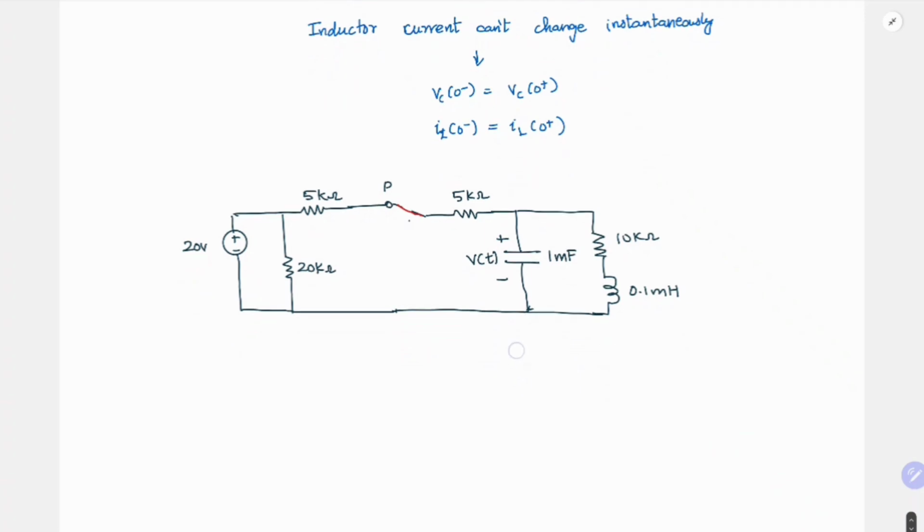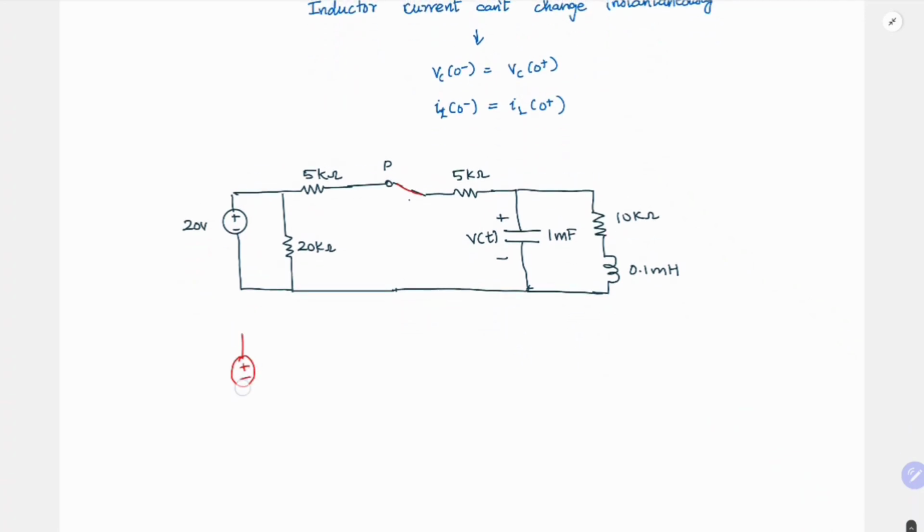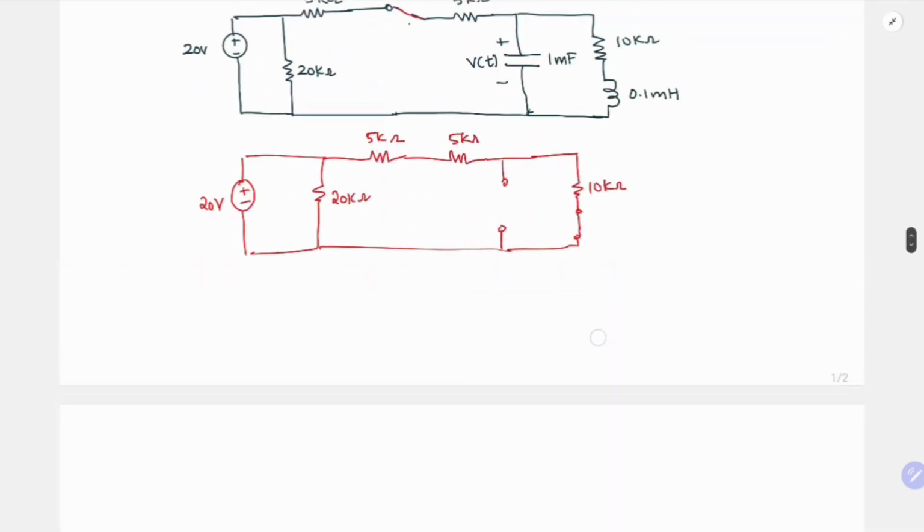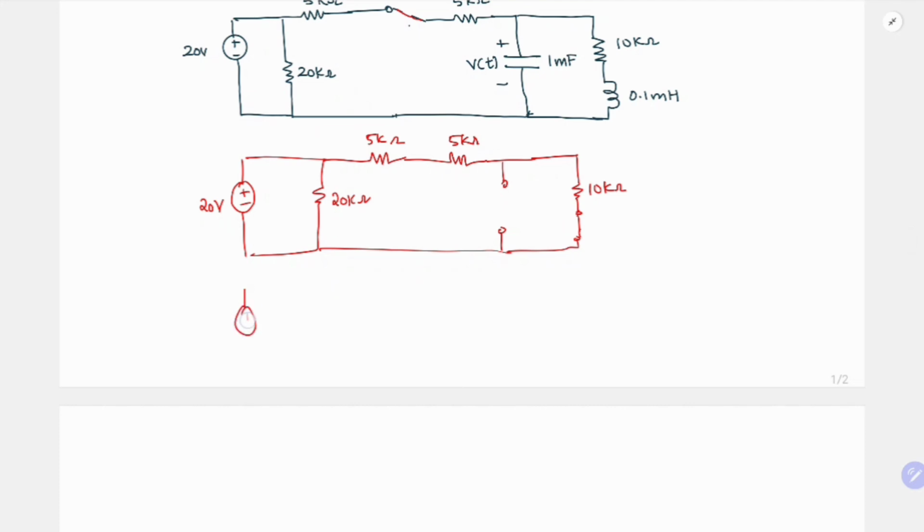So now if you see what is there, it is connected for a long time. So your caps will be open, your inductors will be short. So what do you have? You have 20 kilo ohm, 5 kilo ohm, another 5 kilo ohm, and your capacitor is open and your inductor is short. Here you have 10 kilo ohm. Okay, so now if you see, this is effectively like 20k. This is 20 volt. This is 20k. And this is 5 plus 5 plus 10, another 20k.